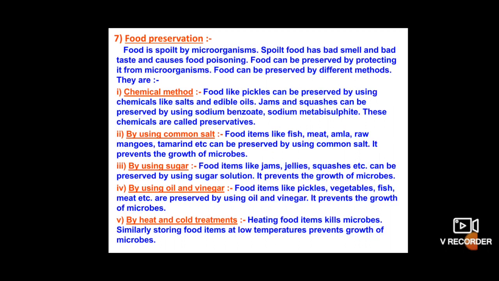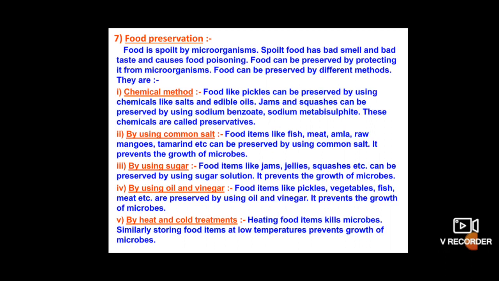So which are these food preservative methods? We already learned briefly in the last class also. They are the chemical method, using common salt, using sugar, using oil and vinegar, and heat and cold treatment. These are all the techniques that we use for the preservation of food materials.